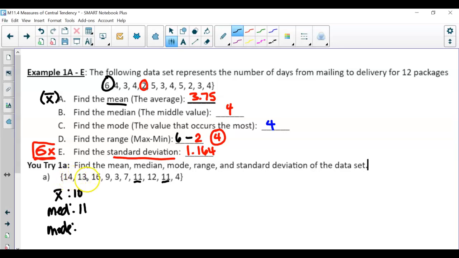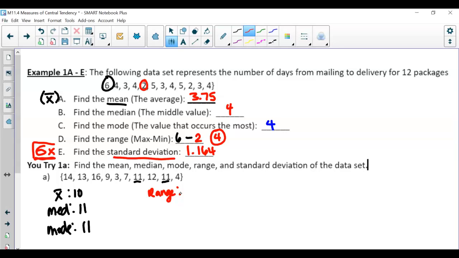Are there any other values? Nope. So 11 was the mode. Then the range. So again, the range is always the maximum minus the minimum.